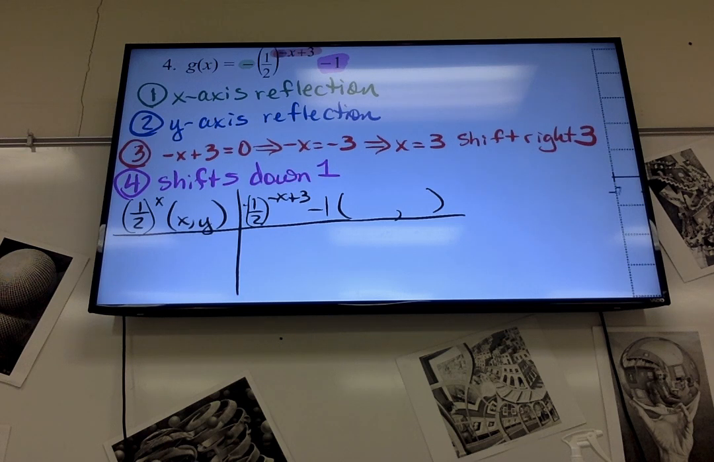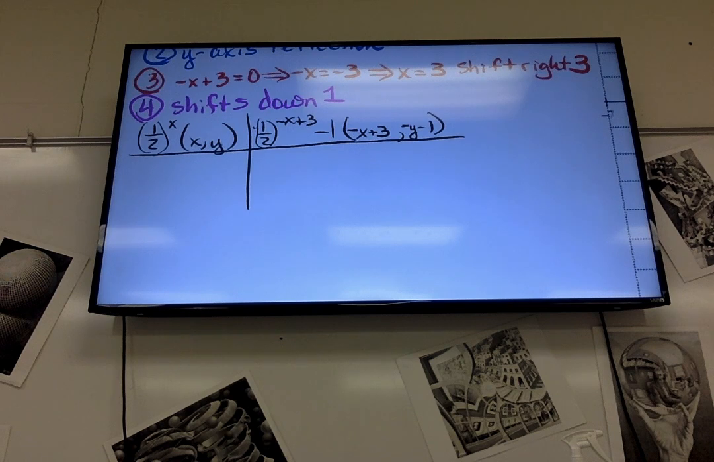The x-axis reflection means that's going to change the y-coordinate to the opposite. The y-axis reflection means it's going to change the x-coordinate to the opposite. The shifting right 3 means I'm going to add 3. And the shifting down 1 means I'm going to subtract 1. And then all the points on the left just came from the first page.